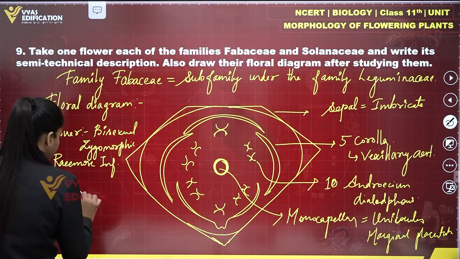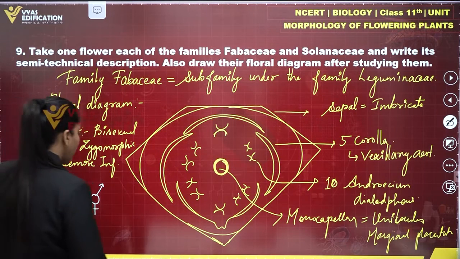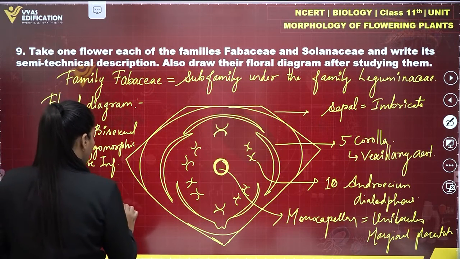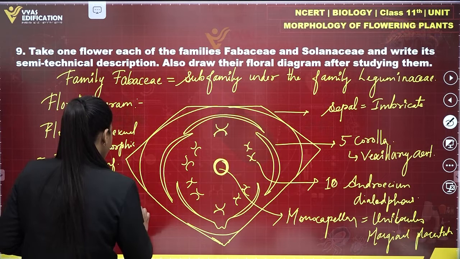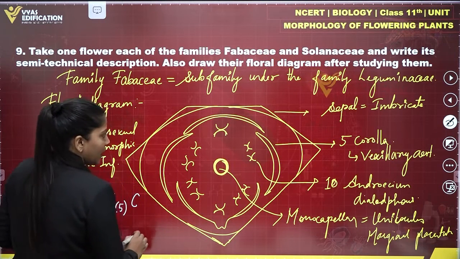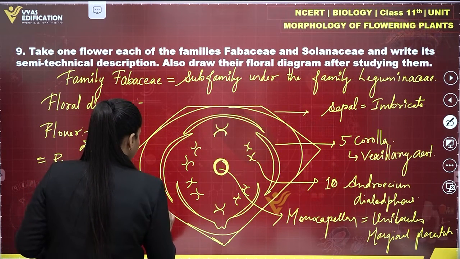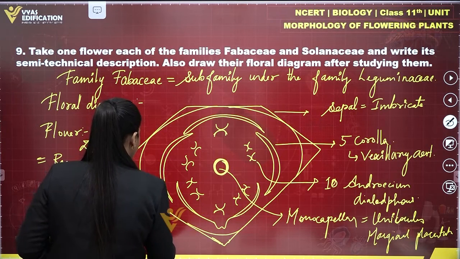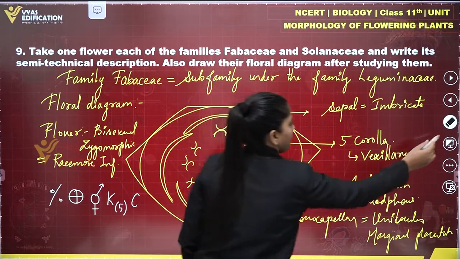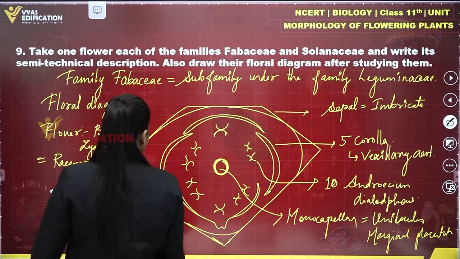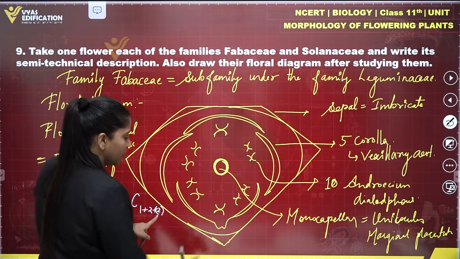Then we have zygomorphic condition. The flower is bisexual, right? If we talk about the calyx, they are 5 and are fused with each other. That means gamosepalous condition is present. Then we have corolla, and the corolla is present in vexillary condition, 1 plus 2 plus 2. These last two are fused with each other.